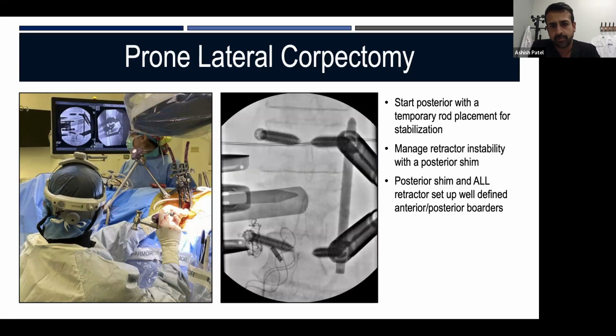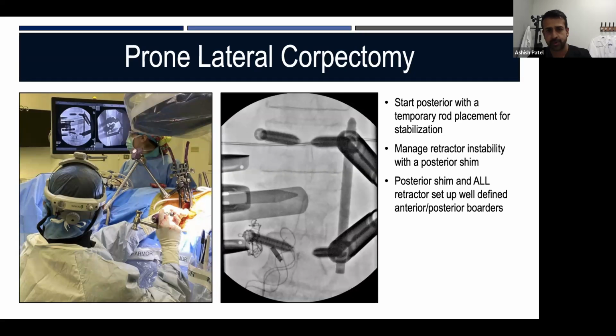A tip is, whenever you're doing a prone ACR or a prone corpectomy, translatory forces are heightened. The patient is on a Jackson table, and there's nothing to prevent them from translating once you start to take bone away. And so we like to put our screws in first.